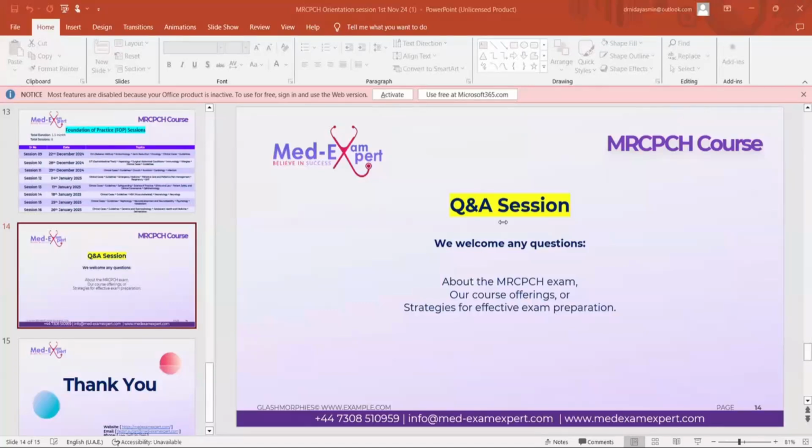So if you are planning to give the AKP exam, then it's better to be well prepared before appearing, because the AKP exam fee is, I think, more than 800 pounds. So it's better to get prepared and confident before appearing in the AKP.